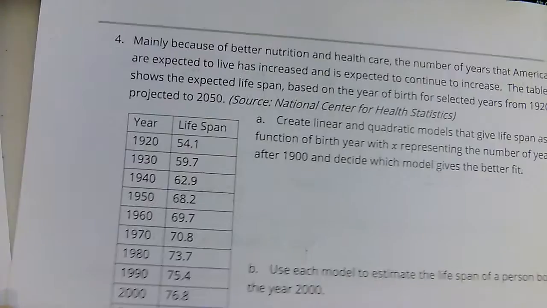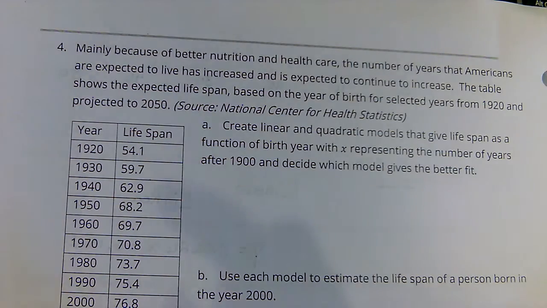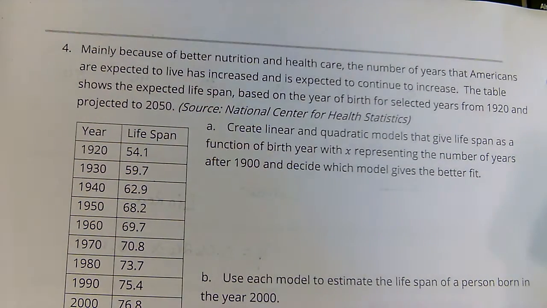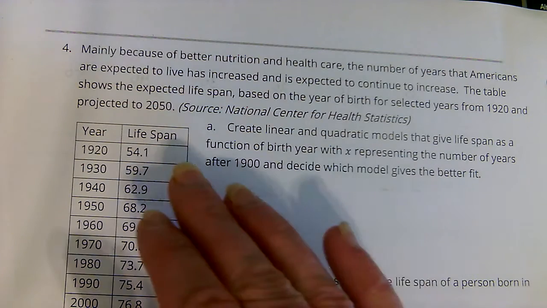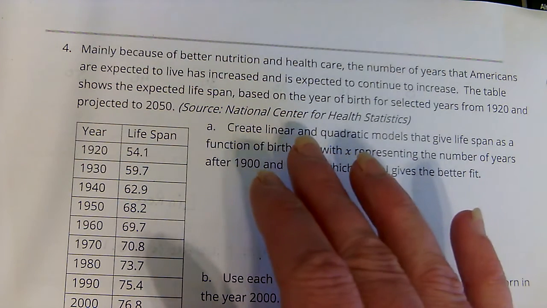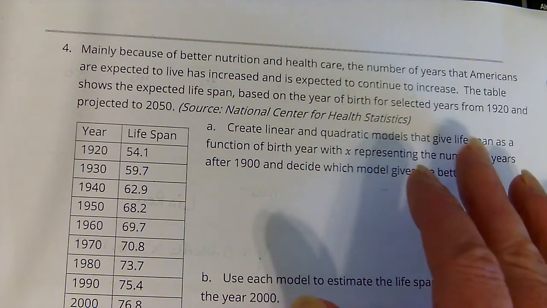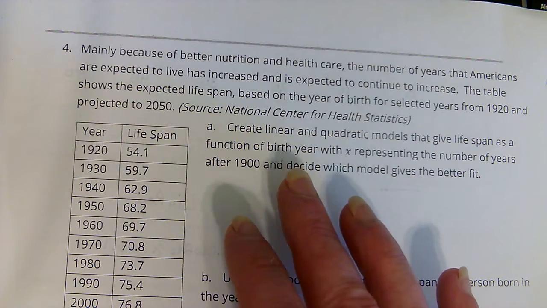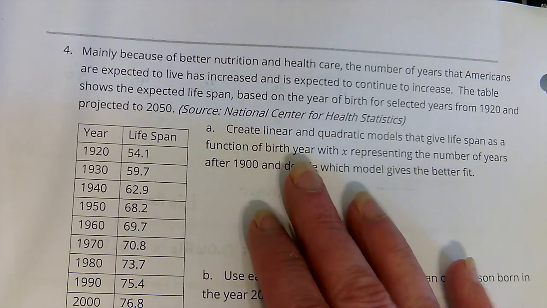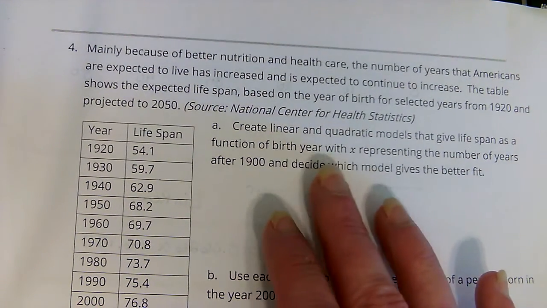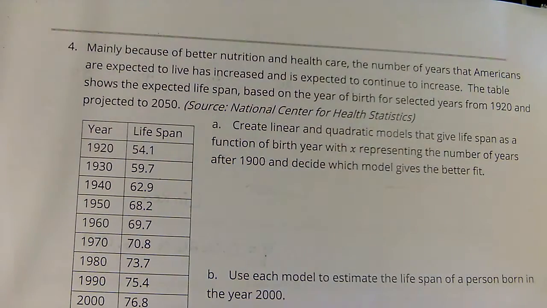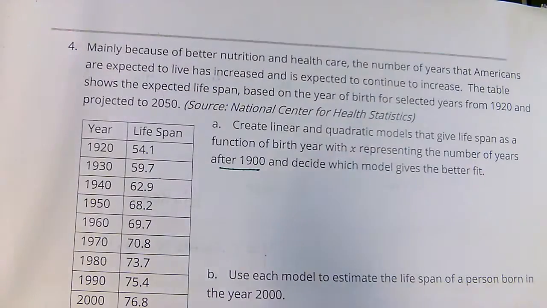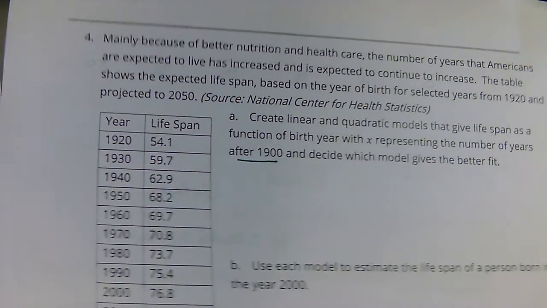All right, next example. Mainly because of better nutrition and healthcare, the number of years that Americans are expected to live has increased and is expected to continue to increase. The table shows the expected lifespan based on the year of birth from 1920 to 2050. We're going to create linear and quadratic models that give lifespan as a function of birth year, with X representing the number of years after 1900. And we're going to decide which model is a better fit.